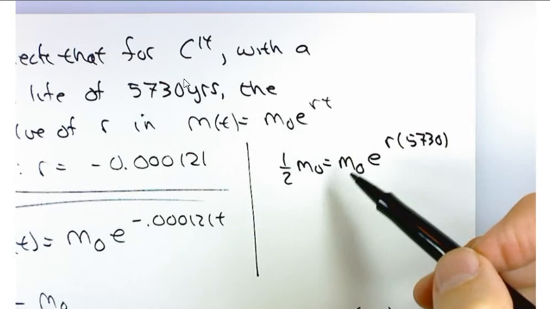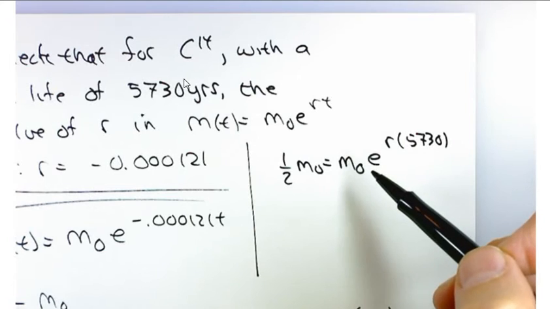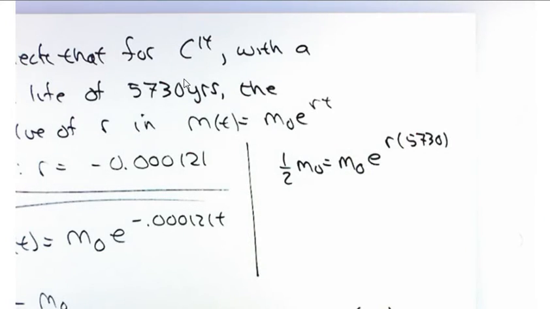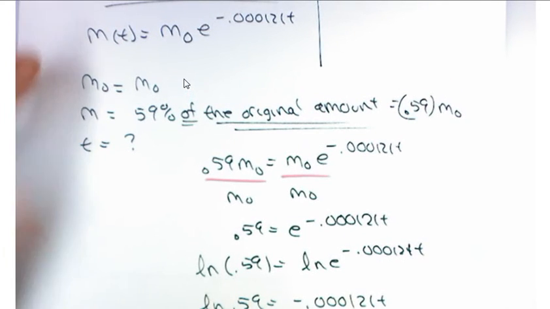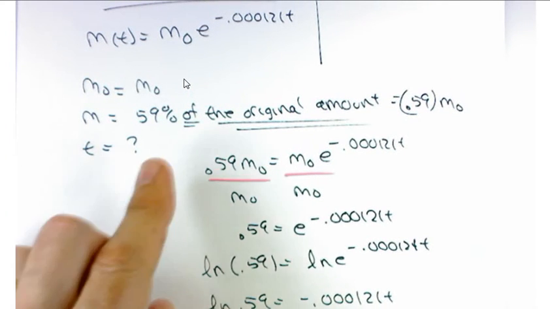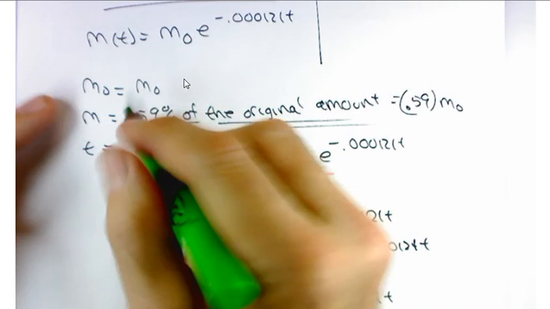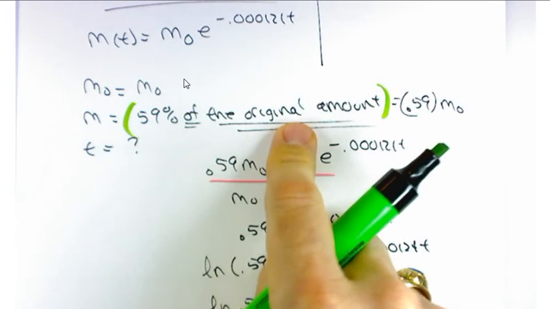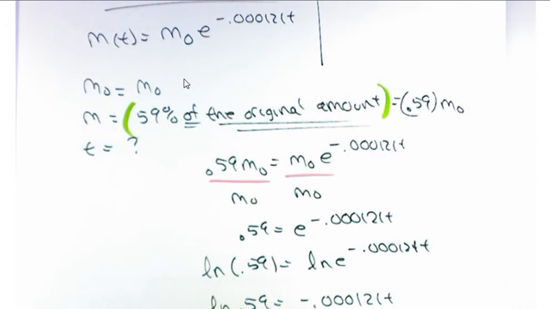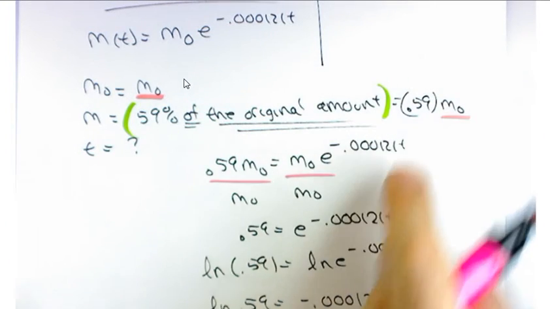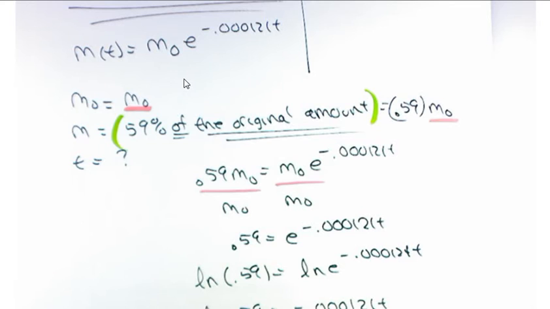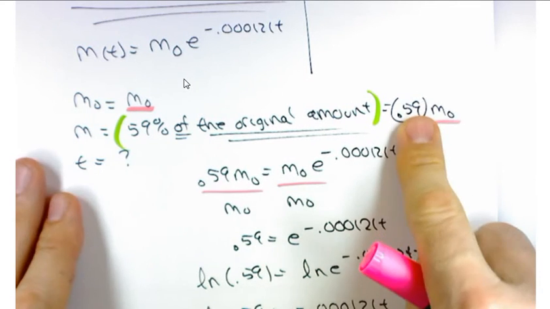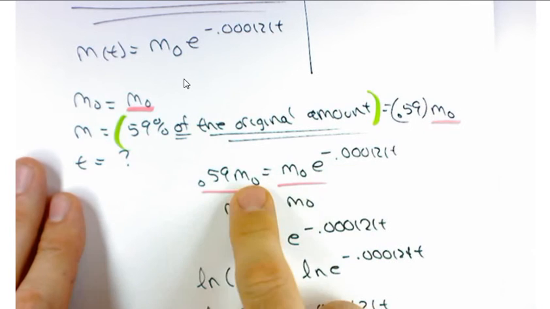Let me recap a little bit. Let's start out with the model right here. The important thing to realize is they tell you that you end up with 59% of the original amount. So if your original amount was m sub 0, you've got 0.59 m sub 0. And that's the part that makes this whole problem work. Because if I can put in this on the left-hand side of the equation, then my m sub 0's can cancel. And then I can solve.